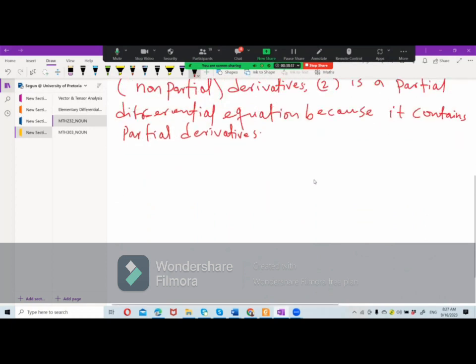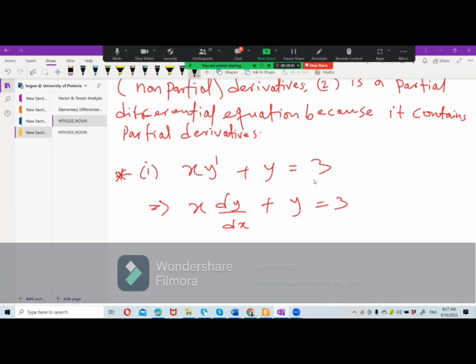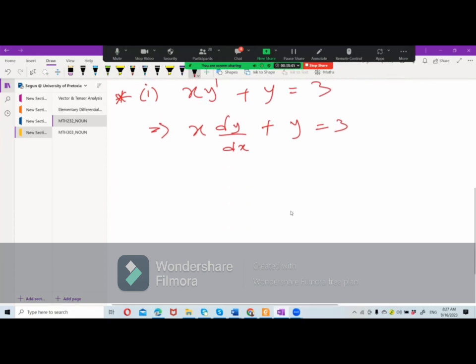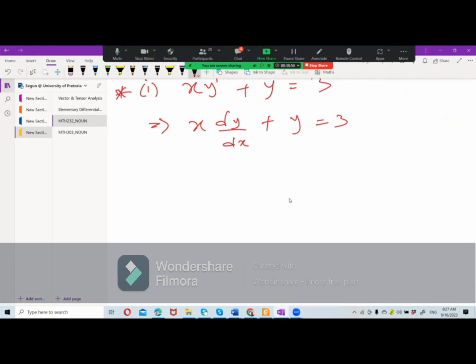Then an ordinary differential equation can also be in this form. Look at this. I can also give you Roman figure one: x y prime plus y equals 3. It's the same thing as x dy/dx plus y equals 3. Don't forget. What do we call it? Is it a differential equation or not? Then we can also have y double prime. If I say y prime, it simply means you differentiate once. If I say y double prime, it simply means you differentiate twice. If I put it as 3, it simply means you differentiate 3 times.